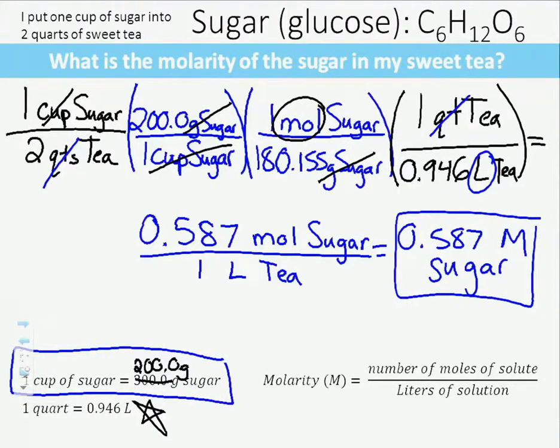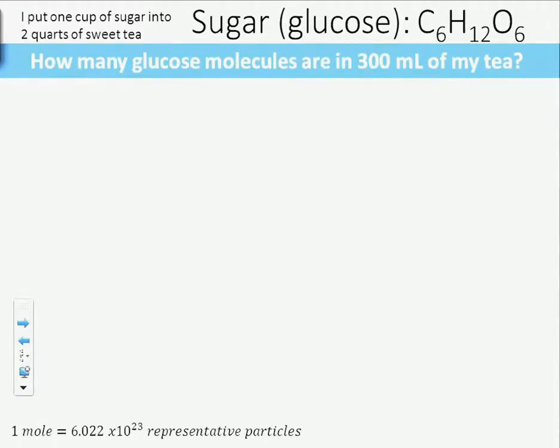So if you were to ask the question, what is the concentration of sugar in my tea? It is 0.587 molar. What's important about this is typically the way chemicals are given in industry and anything that chemists have created, basically. They'll use molarity. Sometimes they'll also use grams per mil, but the majority of the stuff will be given as a molar amount. So once we have that, we can then look at answering this question. How many glucose molecules are in 300 milliliters of my tea?